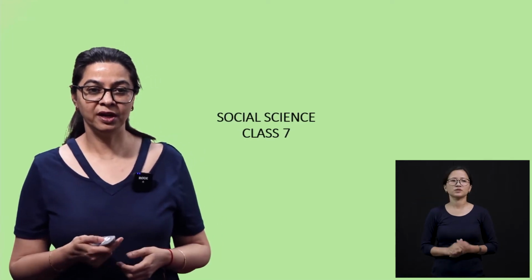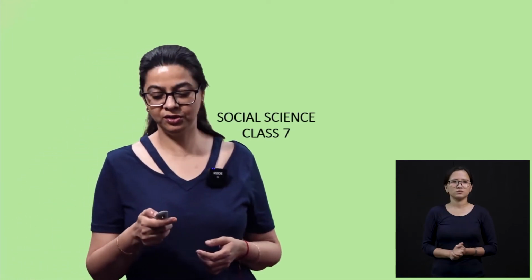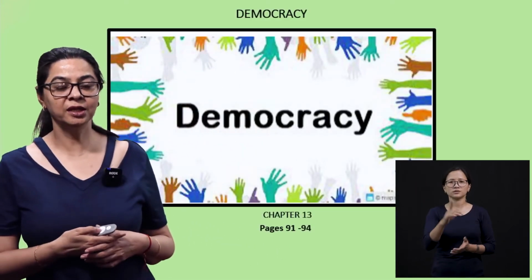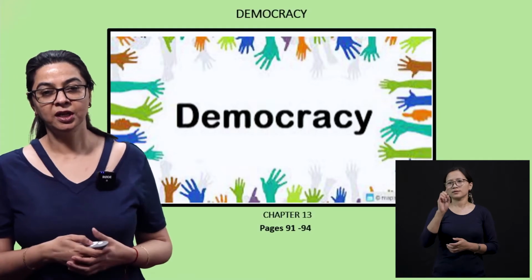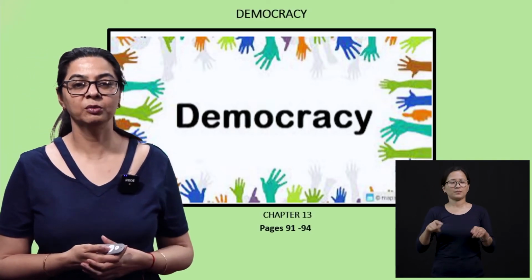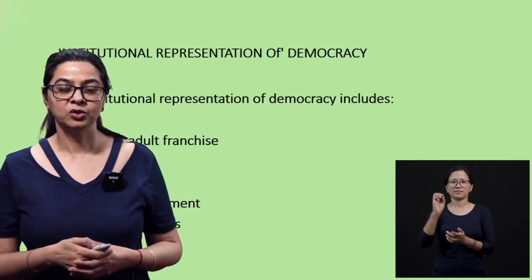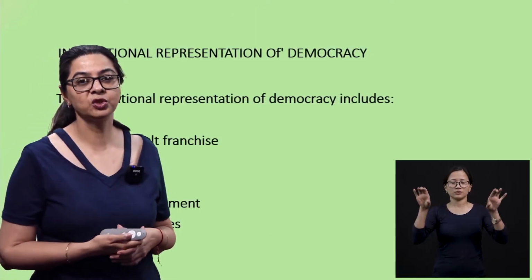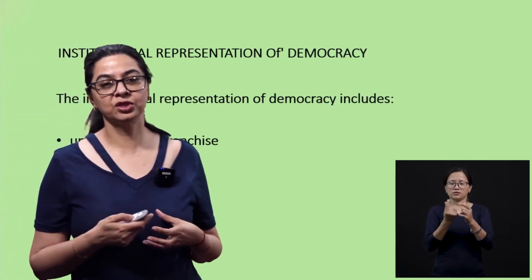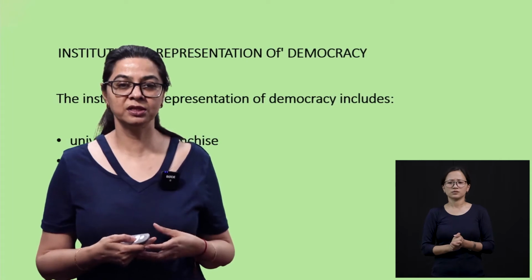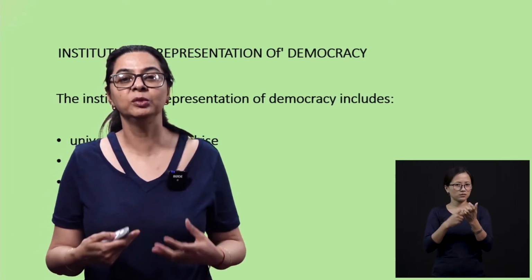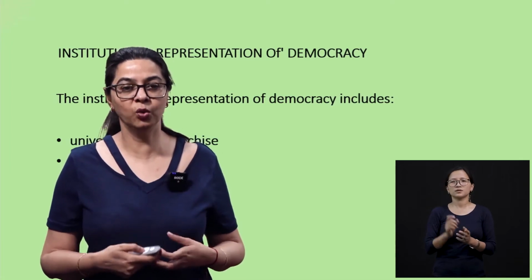So what do we have in store? Part 3, we are going to finish today. As I said in the earlier parts, it's chapter number 13, and we start from page 91 and finish on page number 94. The first topic is the institutional representation of democracy. There are a few institutions in a democracy that tell us, if you have these things, it means it's a democratic world.